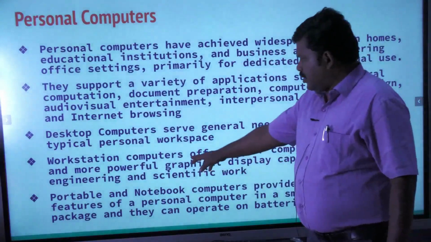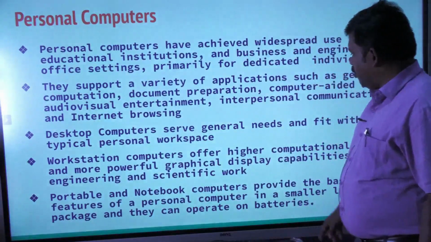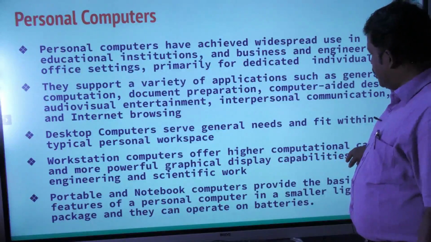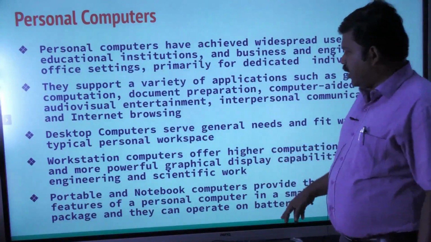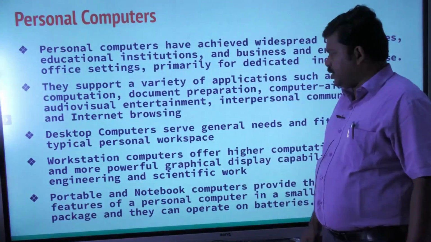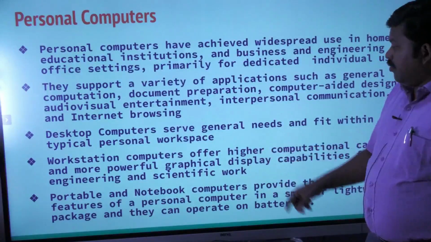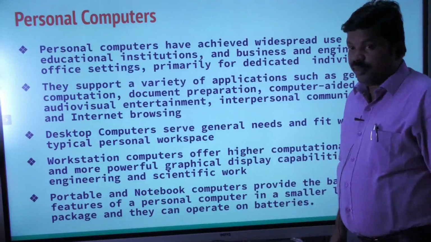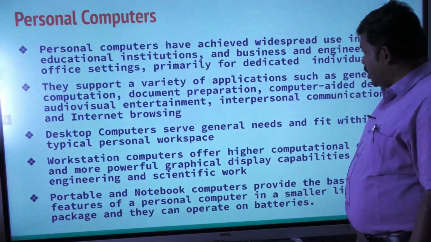In some places personal computers act as workstation computers, which provide higher computational capacity and more powerful graphical display capabilities for engineering and scientific applications, especially CAD drawing and gaming applications. Another category of personal computers is called portable computers, or notebook computers.